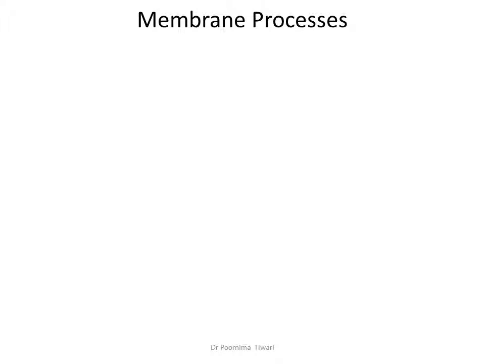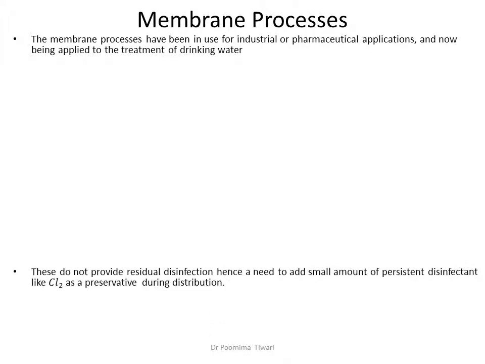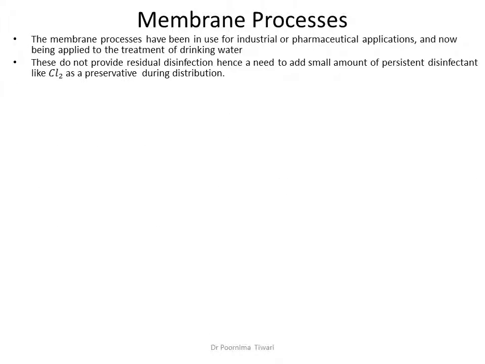Membrane processes. Membrane processes have been used for production of pure water for industrial and pharmaceutical applications, and are now being tried for treatment of drinking water even at a large scale. But these membrane processes purify water but do not provide residual disinfection.